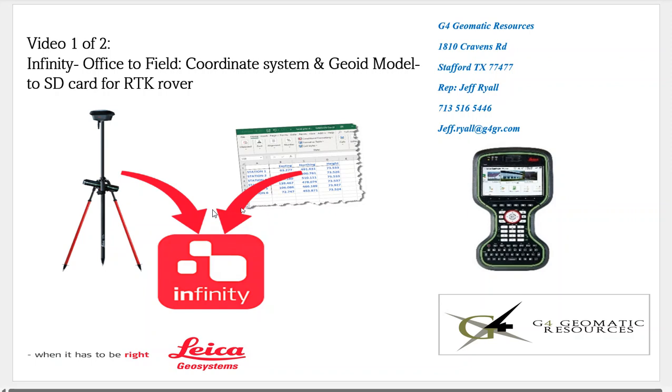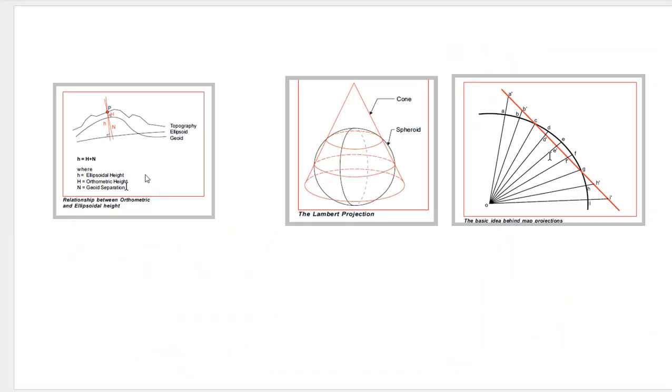We're going to use Infinity Office software, and we're going to export a coordinate system and geoidal model to an SD card, and then in the second video we'll upload that and set up the controller for the field. So once again, a geoidal model is important. It converts our GPS elevations from ellipsoidal to orthometric, and the difference in geoidal separation could be around 90 feet or 30 meters.